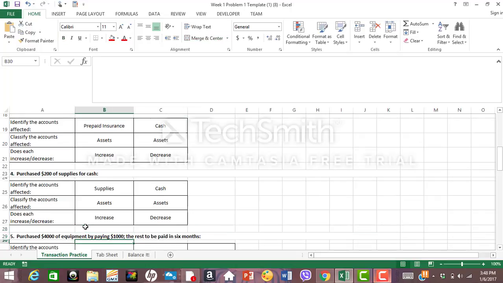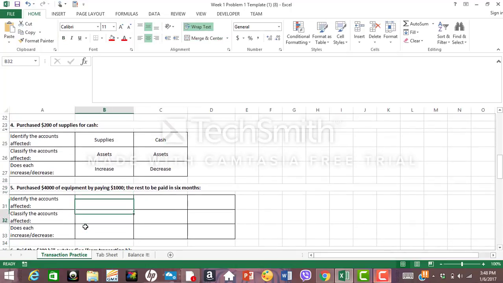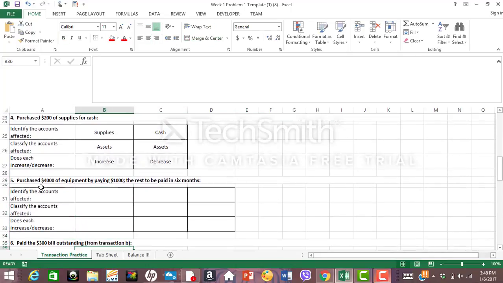Let's go to the next question. The next question says, purchase $4,000 of equipment by paying $1,000 in cash, and the rest will be paid in 6 months. And automatically, the moment that it says it will be paid in the future, that means it's on account.